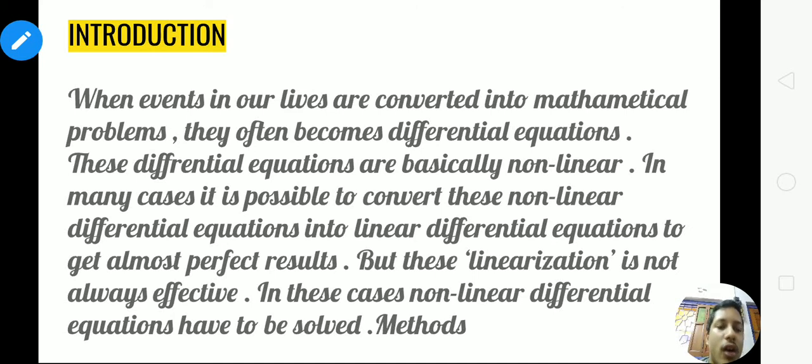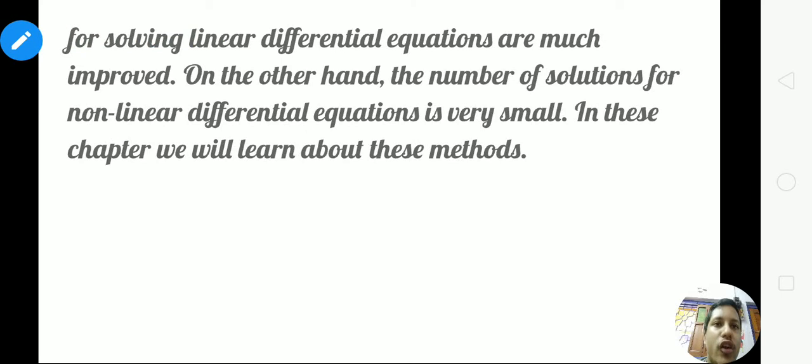But this linearization is not always effective. In these cases, non-linear differential equations have to be solved. Methods for solving linear differential equations are much improved, which we have said previously. On the other hand, the number of solutions for non-linear differential equations is very small, very few. In this chapter, we will learn about these methods.